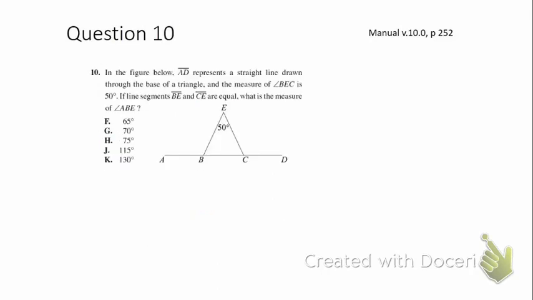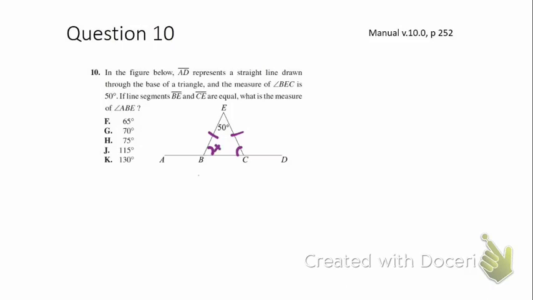Number 10, in the figure below, AD represents a straight line drawn through the base of a triangle, and the measure of triangle BEC is 50 degrees. If line segments BE and CE are equal, what is the measure of angle ABE? Okay, so I know that these are congruent, which means that these angles also have to be congruent, which is helpful because I know that for this triangle, they have to add up to 180.